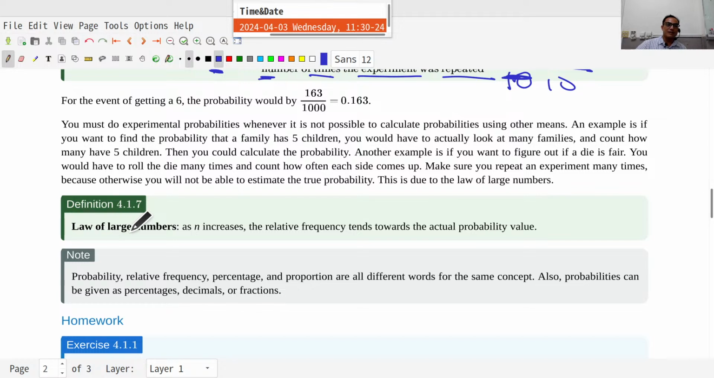And here, the definition, law of large numbers. As n increases, the relative frequency tends towards the actual probability value. When the number is 10 times, 100 times, 1,000 times, 10,000 times, as the number of throws increases, the relative frequency tends towards the actual probability value.